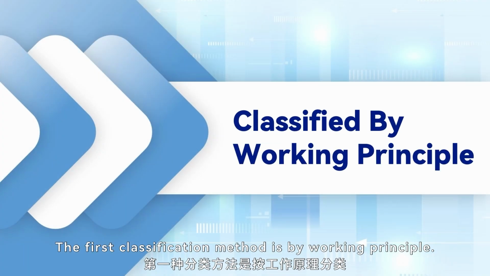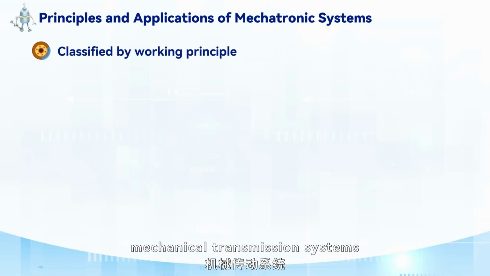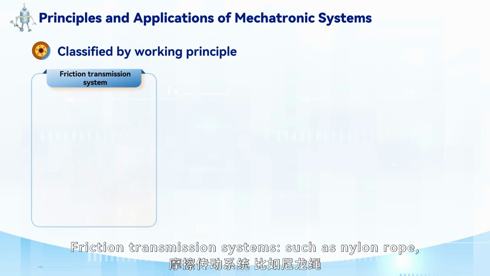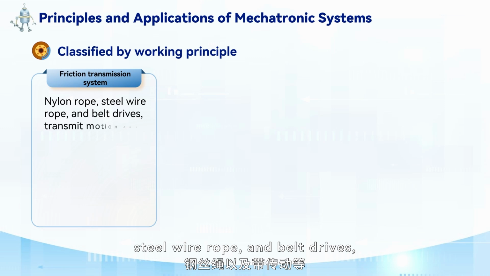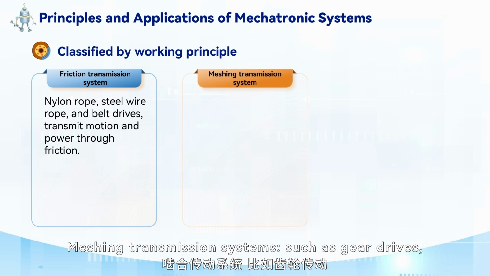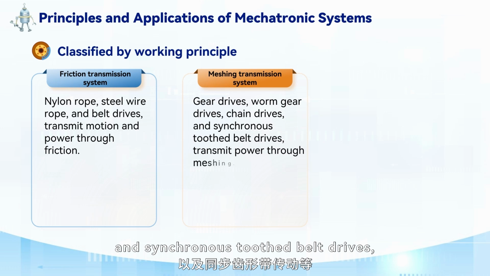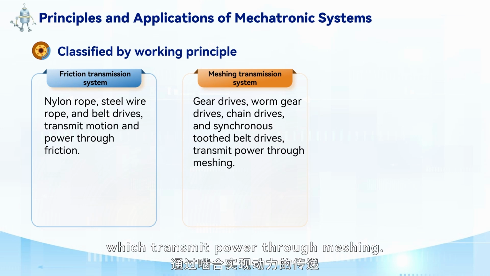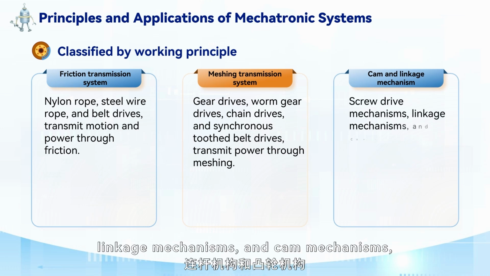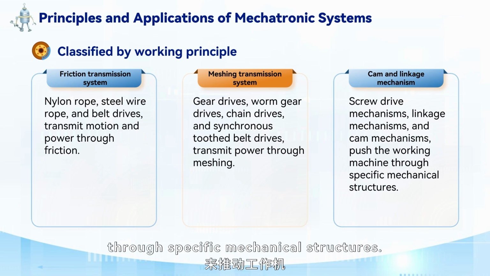The first classification method is by working principle. According to the working principle, mechanical transmission systems can be divided into three main categories. Friction transmission systems, such as nylon rope, steel wire rope, and belt drives, which transmit motion and power through friction. Meshing transmission systems, such as gear drives, worm gear drives, chain drives, and synchronous toothed belt drives, which transmit power through meshing. Cam and linkage mechanisms, such as screw drive mechanisms, linkage mechanisms, and cam mechanisms, which push the working machine through specific mechanical structures.